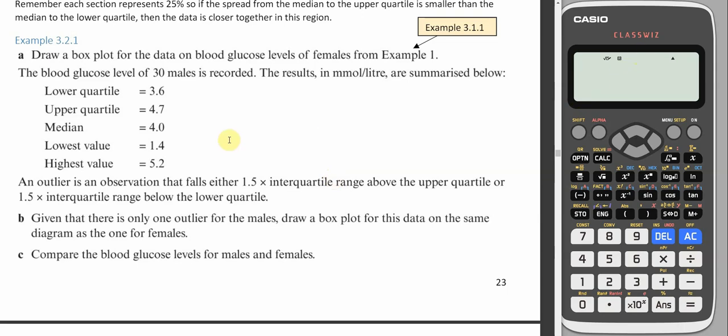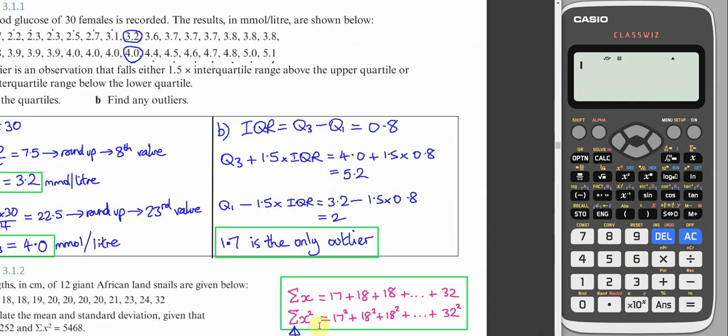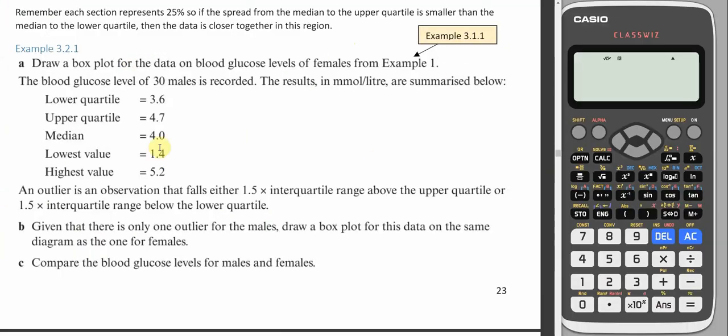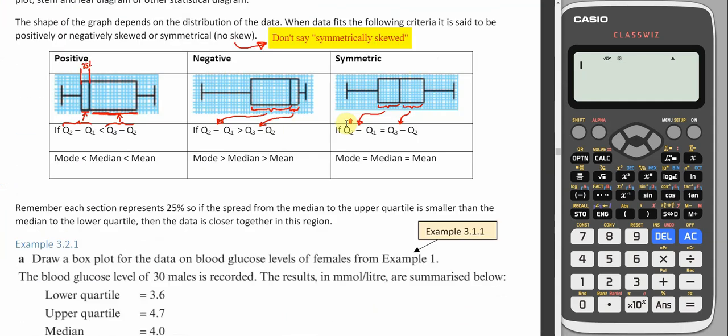Example 3.2.1, draw a box plot for the data on blood glucose levels of females from example 3.1.1. So going back to example 3.1.1, that was this data here. Since we're going to draw a box plot, we need to know the lowest value, the quartiles, the median, and the biggest value.